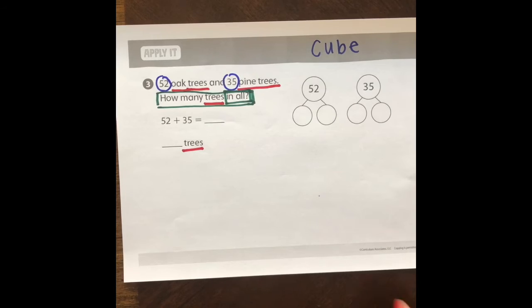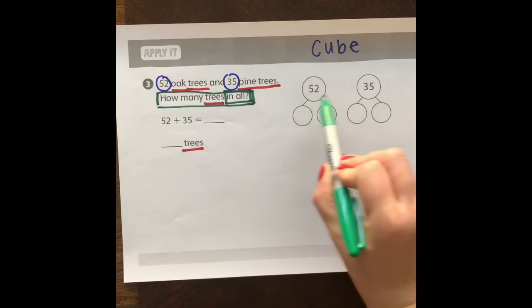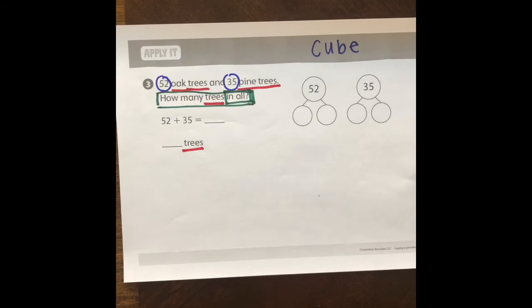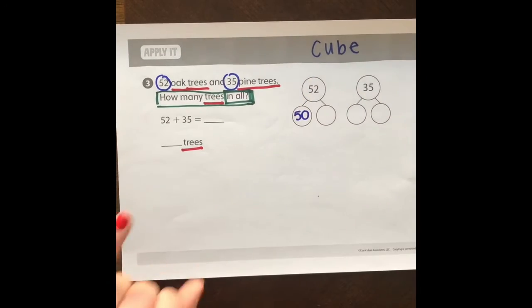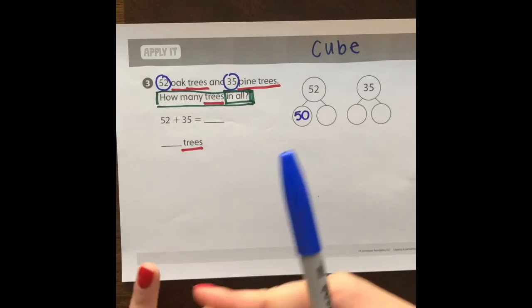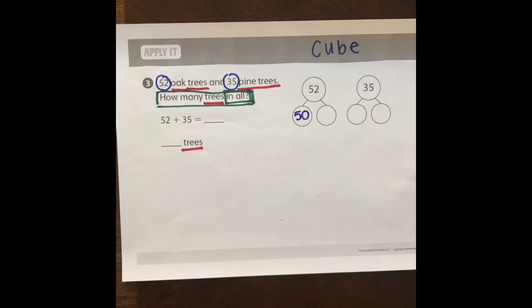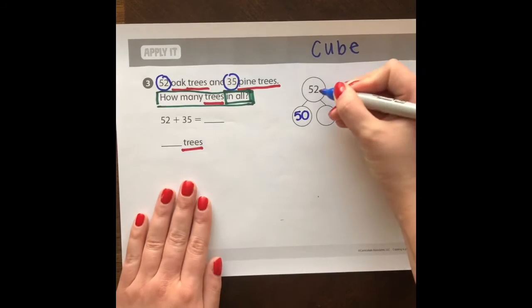So what we have here, boys and girls, is just like our last lesson. It is a number bond. We have our numbers 52 and 35 represented here. We know that in 52 there are 5 10s, which is equal to 50. 10, 20, 30, 40, 50. 5 10s and we know that there are 2 ones.